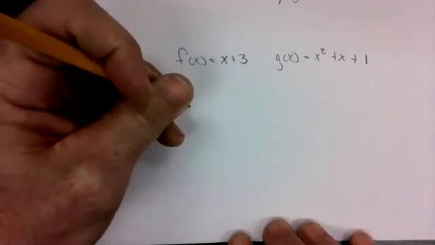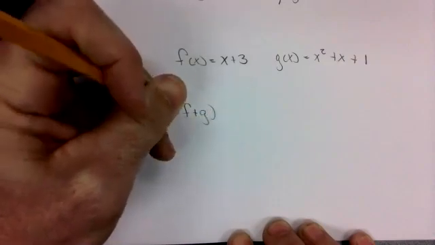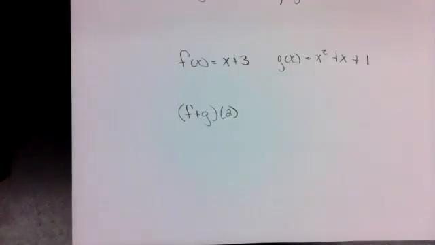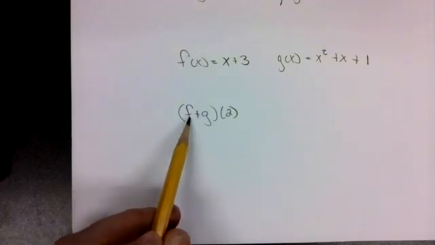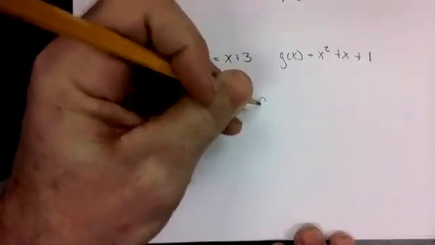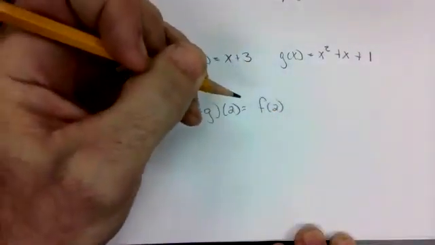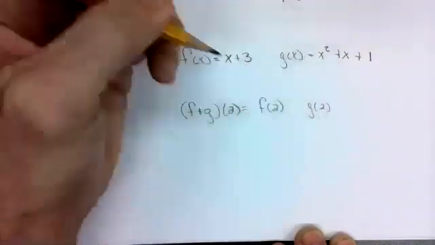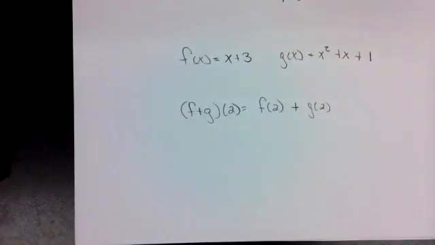These are the easiest of the problems. If they give you a specific number to evaluate the function for, you're going to be plugging that specific number in, and you're going to get a pretty little number answer. So in this particular case, they want us to find the f plus g of 2. So again, this implies finding the f of 2 and finding the g of 2, and then adding those two values together.